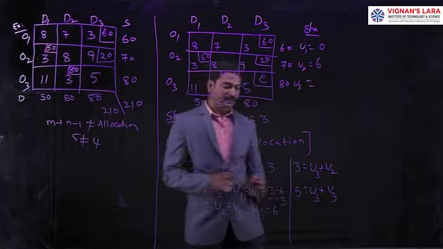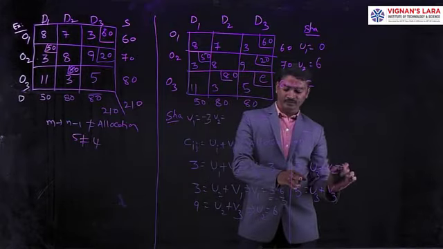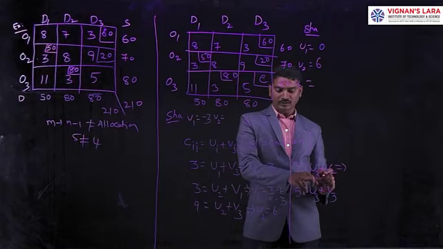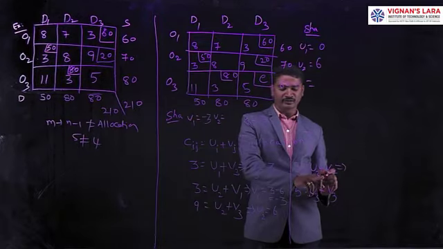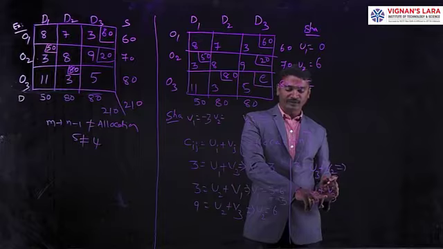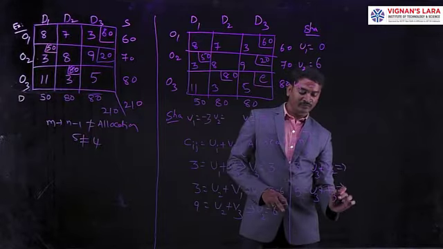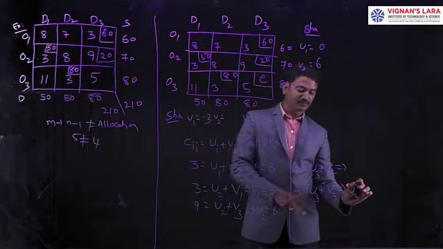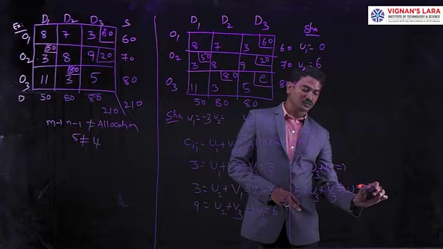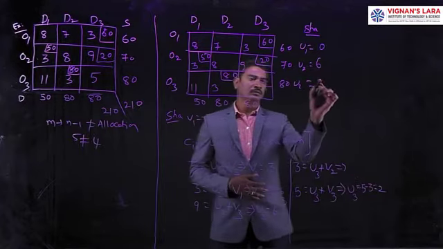Okay, next, coming to this, here we don't know the V2 and U3 values, so simply we go to another one. Here we know the V3. From this we are getting U3. Here what is the V3? 3. 5 minus 3 is equal to 2. U3 is equal to 2.